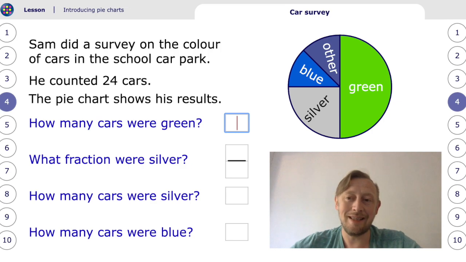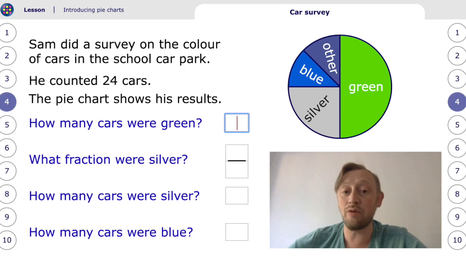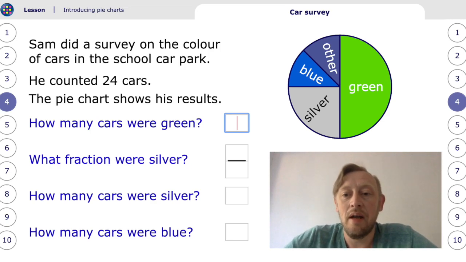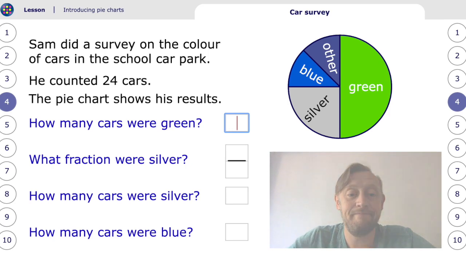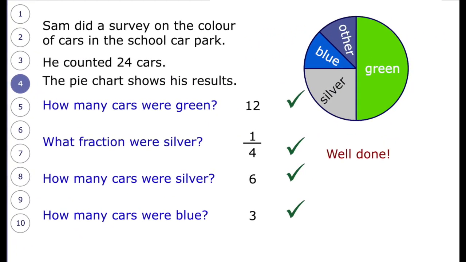Now the silver section is clearly a quarter, and the blue and other sections again are half of a quarter, which is an eighth each. So where it says what fraction was silver, it'll be 1/4 or a quarter. So how many cars were silver? That's a quarter of 24, which should get you half of 24 is 12, so half of 12 is 6. And then how many cars are blue? Well, that's going to be an eighth of 24. So the answer should be 3. And lo and behold, Mr. Looker was right. So we used our knowledge of fractions to help us calculate these answers.